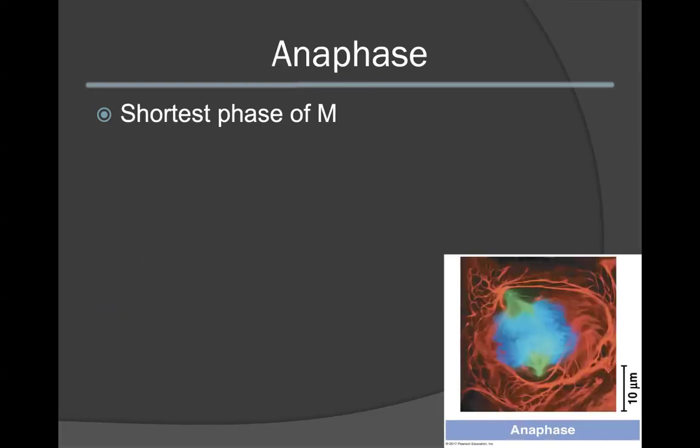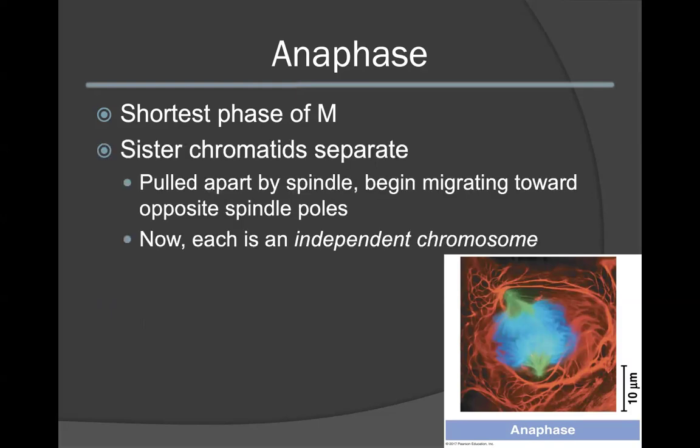We now enter into anaphase. This is one of the shortest phases of mitosis. This is a very important phase because this is where the sister chromatids actually separate. They are going to be pulled apart by the spindles and eventually start migrating towards opposite ends of the cell.